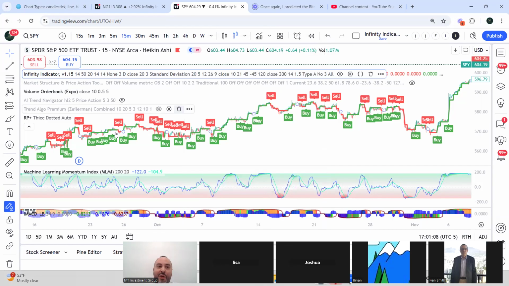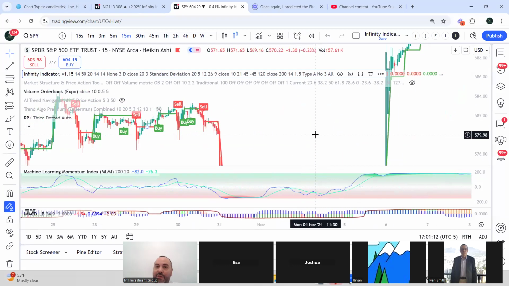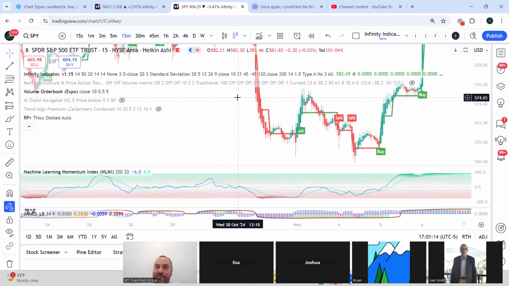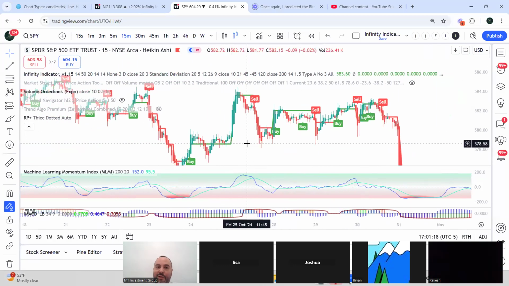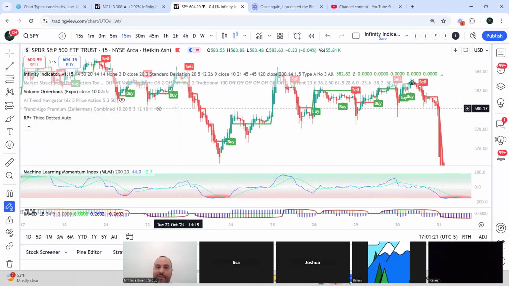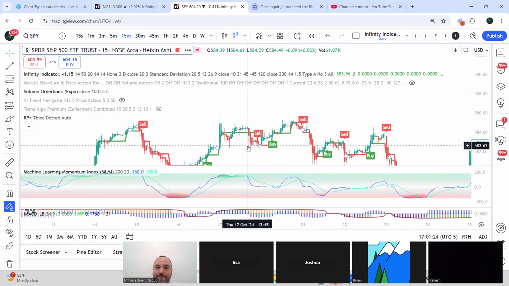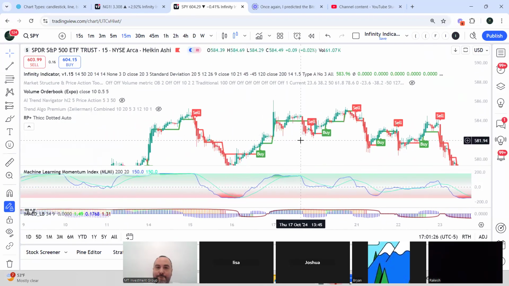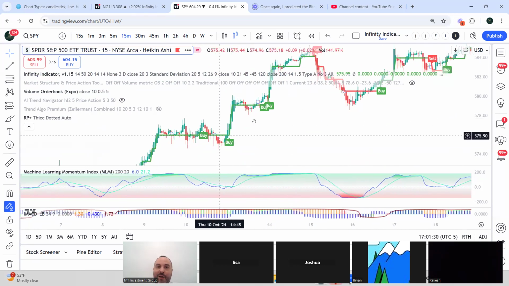So the way you can help weed those out is like this. Let me see if I can find an instance here. Trying to find an instance where it failed too.